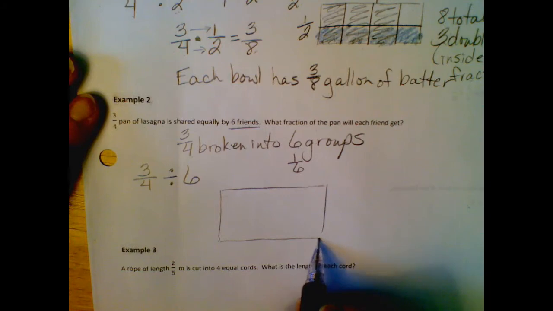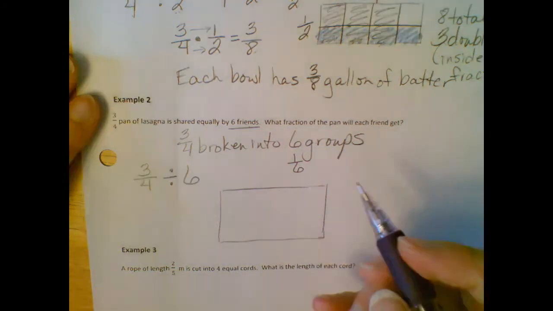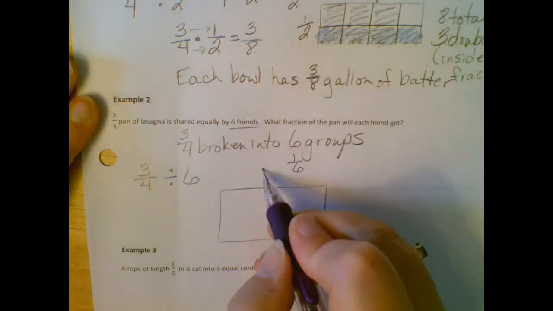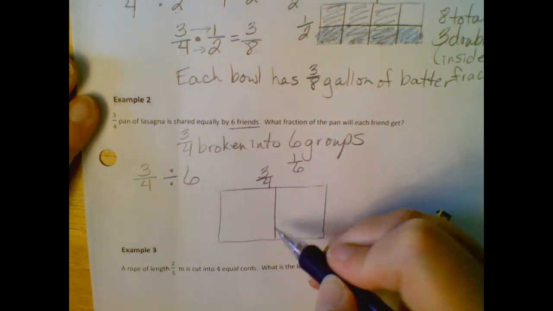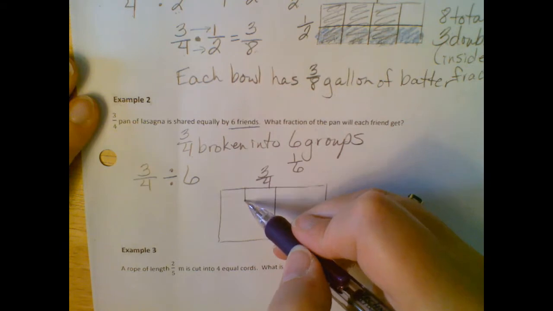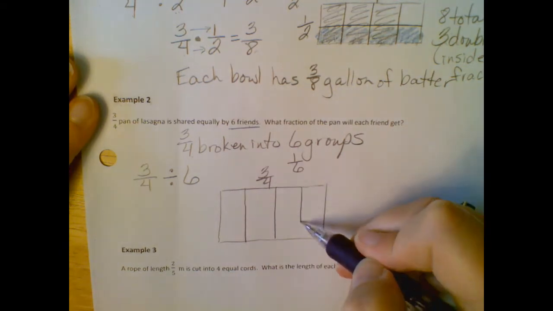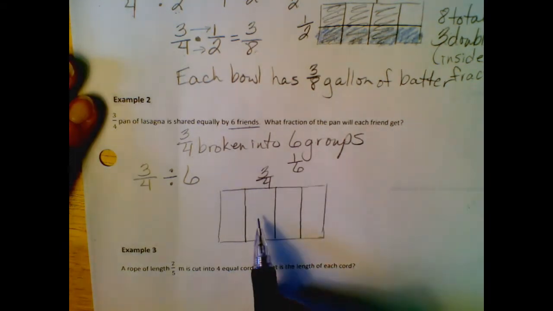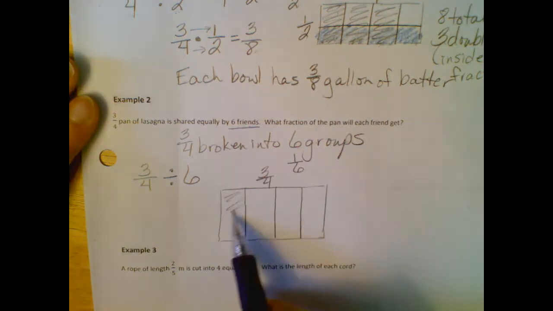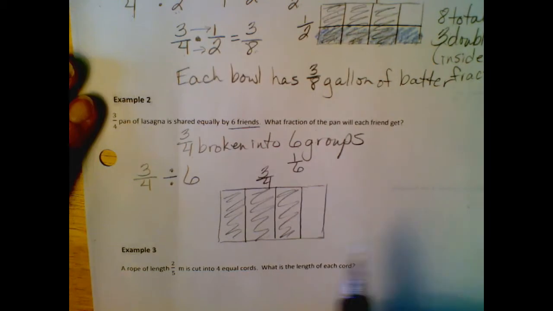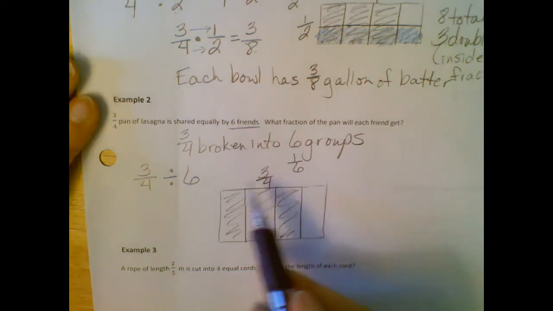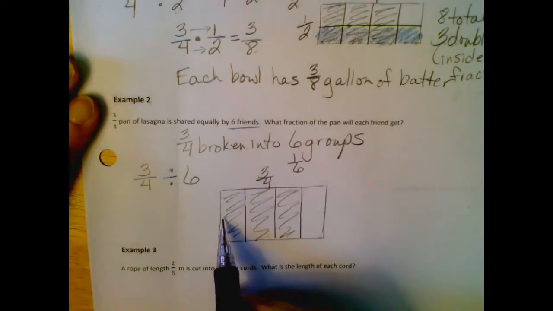I'm going to make this a little bit larger because there's 6 friends. So I'm going to put my 3/4 and break it up vertically, half, then cut both in half again. I have 4 parts. All 3 are colored. Okay. Now, I have 6 groups, so I'm going to break it into 6.